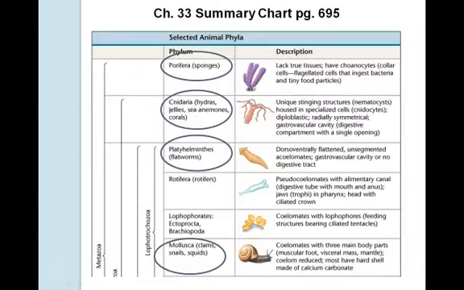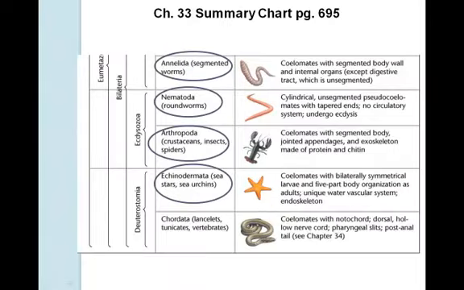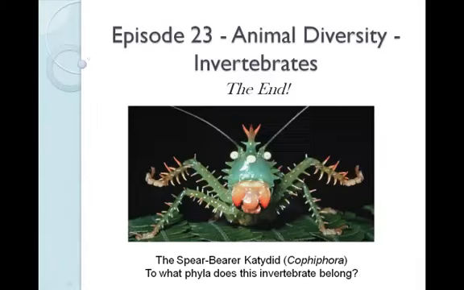To quickly review, we've discussed the Porifera, the sponges, the Cnideria, which are the jellies and the corals, the Platyhelminthes, which are the flatworms, the mollusks, which include the snails, clams, and squids. We've also looked at the annelids, or segmented worms, the nematodes, or roundworms, the arthropods, the crustaceans, the insects, and the spiders, and the echinoderms, the sea stars, and the sea urchins.